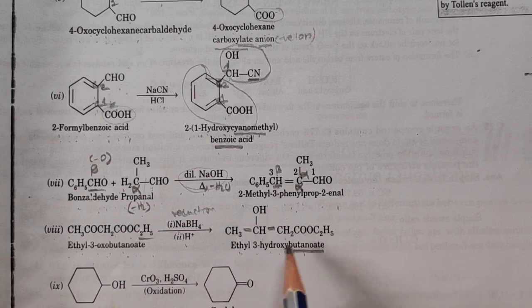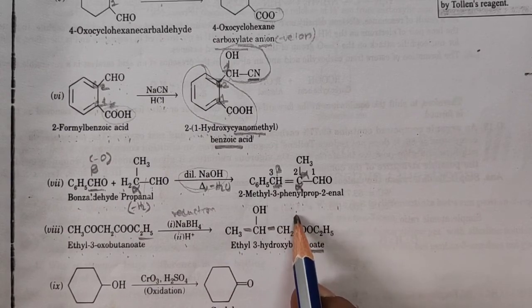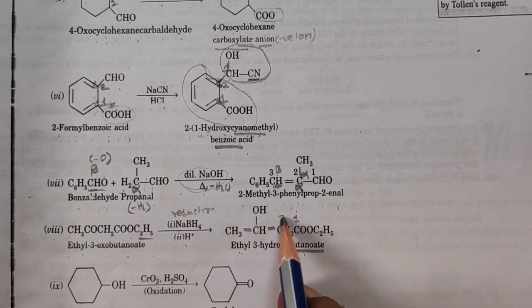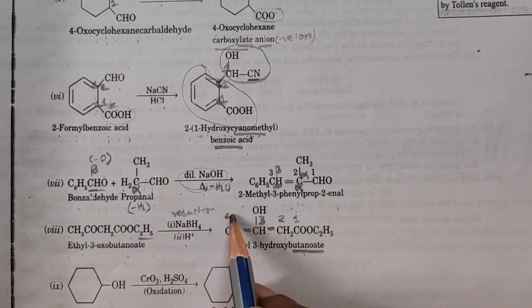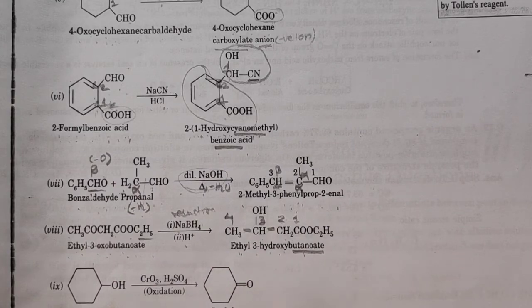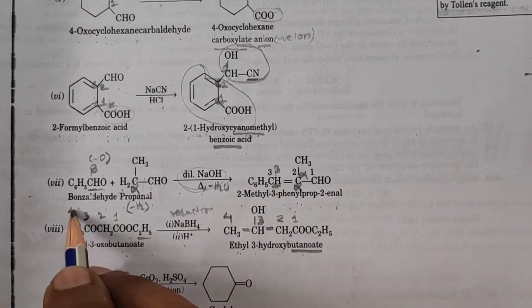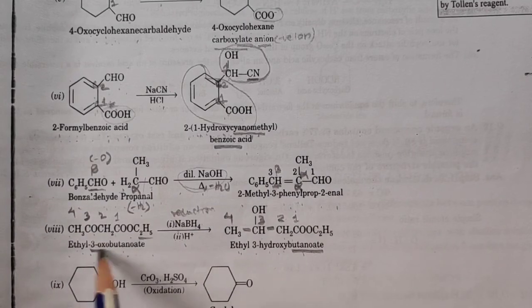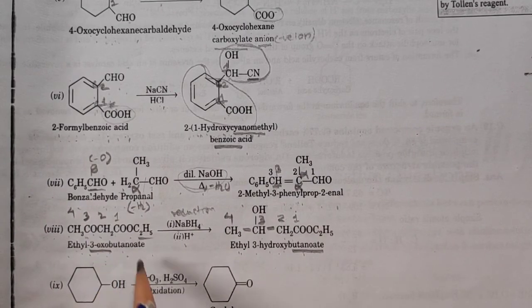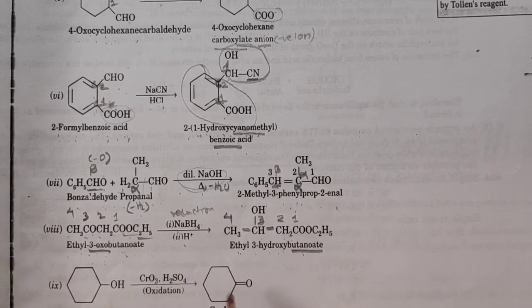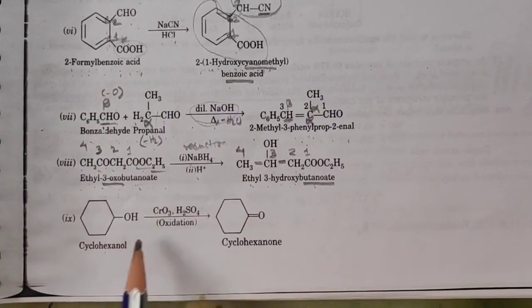So 3-hydroxy, when we say, here you can write this as 1, this is 2 and 4, like this. Understood this part? So this you remember. Then here oxobutanoate, so 1, 2, 3 and 4. Understood? So third position oxo group, that is the word given here, and butanoate for the ester. Then the next one that is given, cyclohexanol.